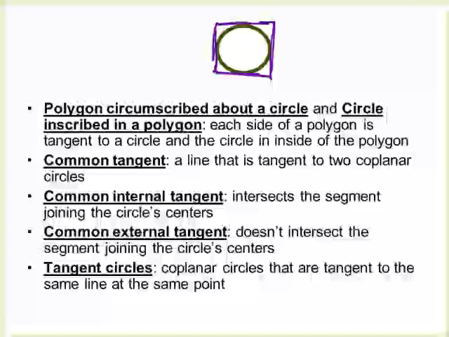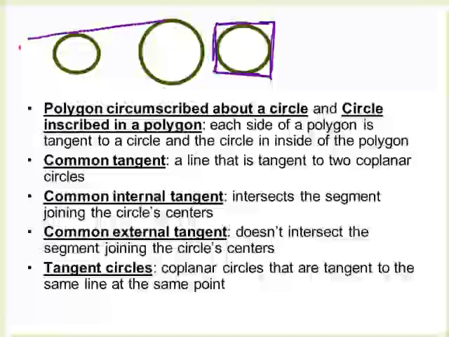Our next term says common tangent. For a common tangent, we are going to have more than one circle. And a common tangent is a line that is tangent to both of the circles. So a common tangent is a single line that is tangent to more than one circle. Then we get more specific here and give it another descriptor of either being internal or external.